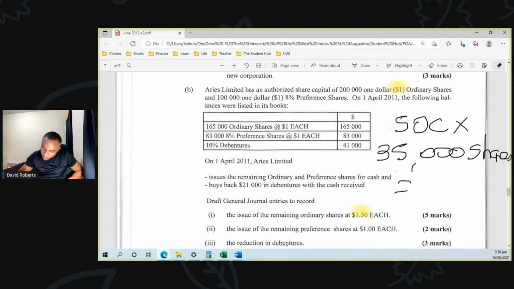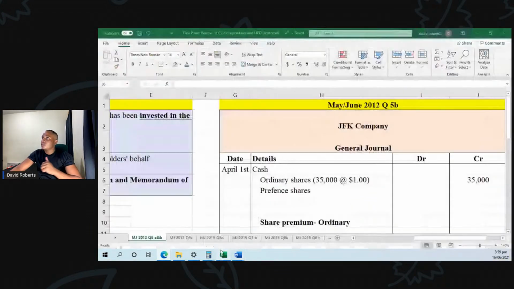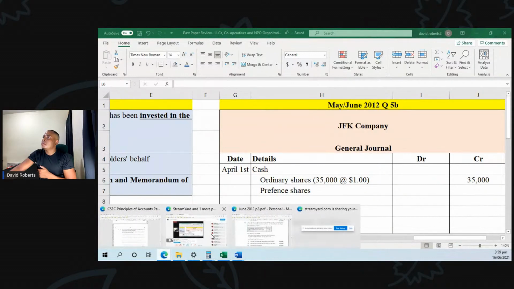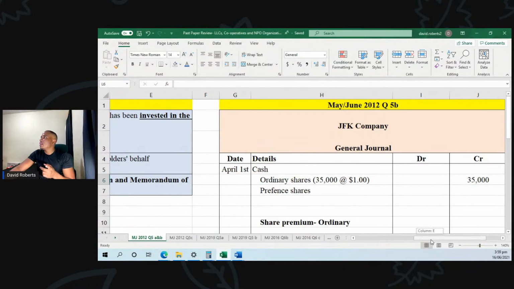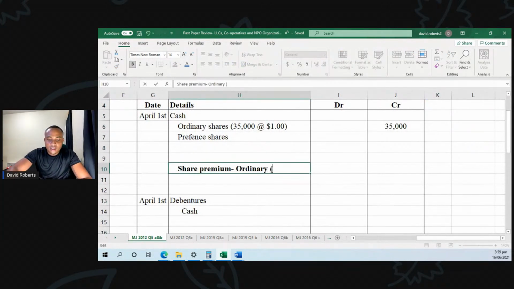All right, so that will equal 17,500. So you're going to enter... All right, understood. I'm glad to see that. That's also our next question, and I think I'm going to answer it. So for share premium, we're going to enter 35,000 shares, and we're going to multiply that by 50 cents.